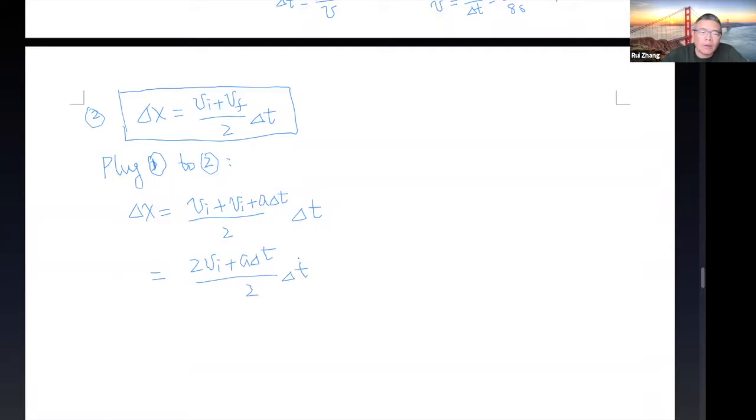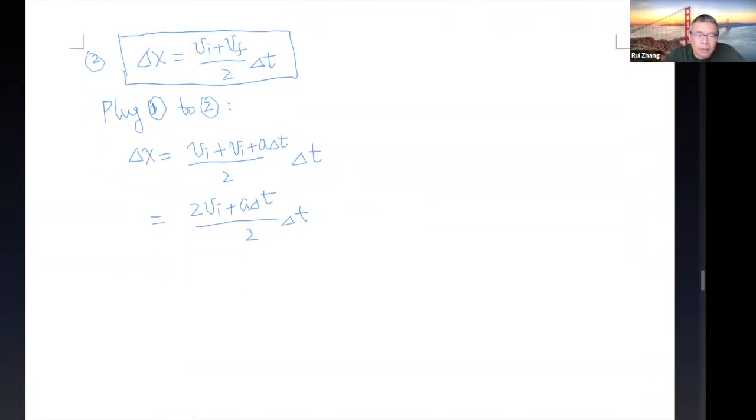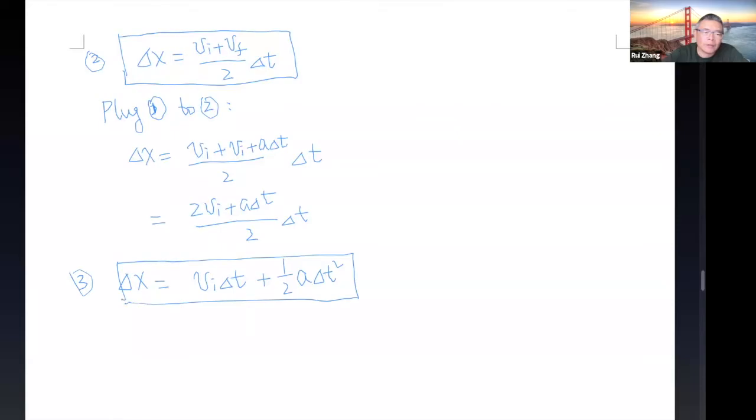Now, to get rid of the fraction, divide both terms by 2. The first term, 2 divided by 2 is 1, so you have vi times delta t. The second term will be 1/2 a delta t squared. So that's going to be our third formula, obtained by plugging the first formula into the second formula.